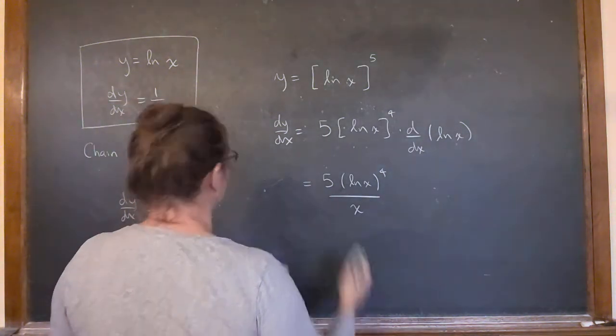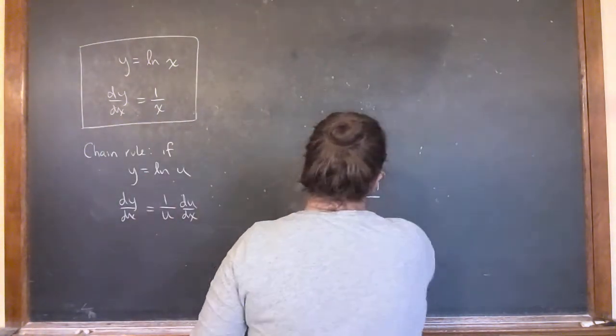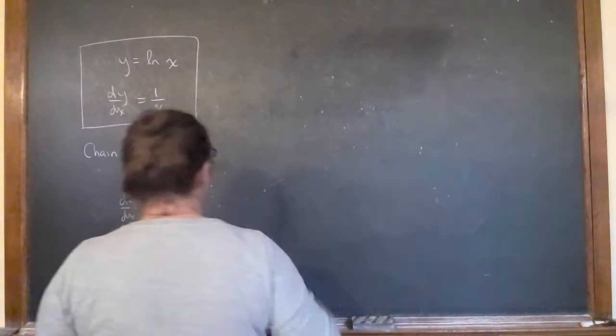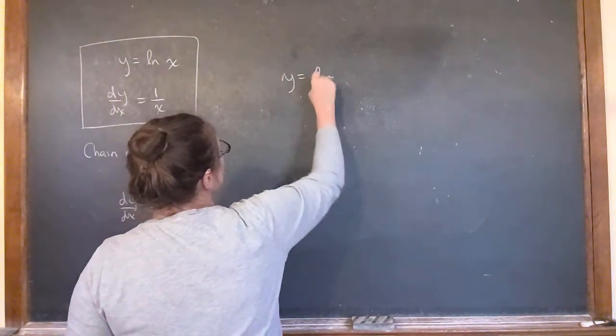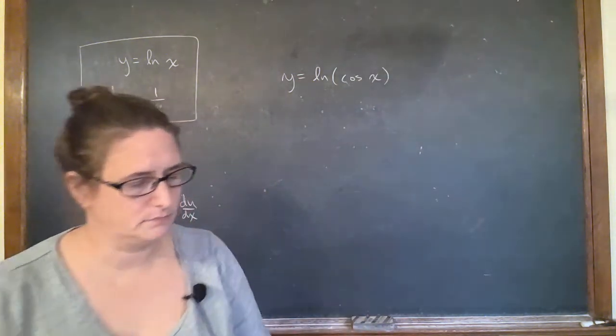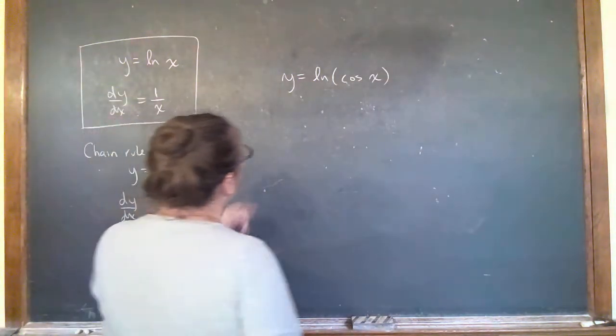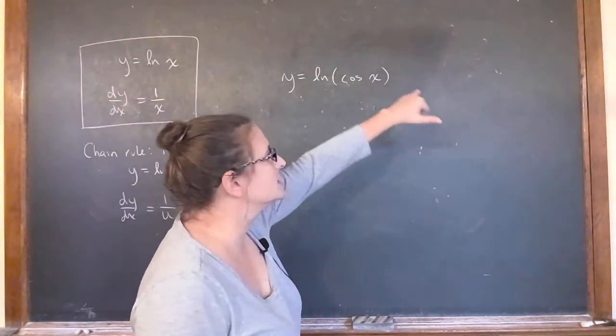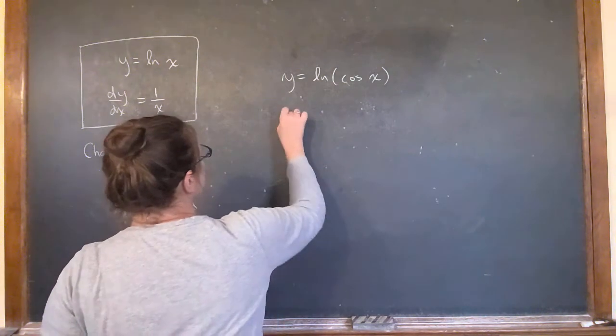Let's see what I got. I got a couple more fairly simplistic ones. So natural log of cosine of x. This is kind of cute. So again, I'm going to do 1 over what's in the parentheses times the derivative of what's in the parentheses.